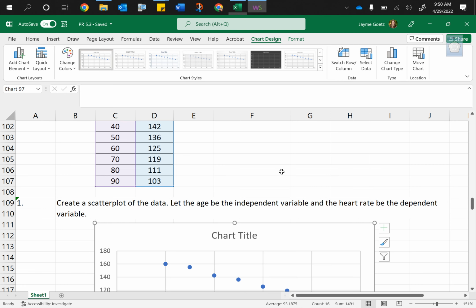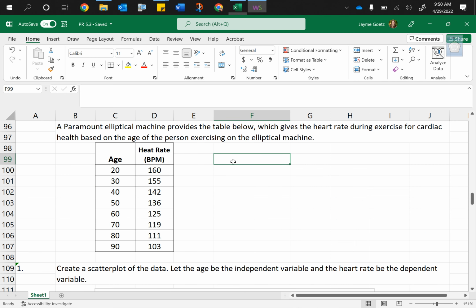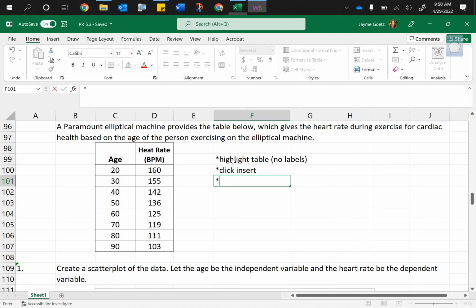Now, again, if you're taking notes, this would be a really good place to take those notes. The first thing that you would do is highlight the table, and I'm specifying no labels. Next thing you do is you click Insert, and the next thing you do is you click Scatter Plot. That's all that you're doing, okay?